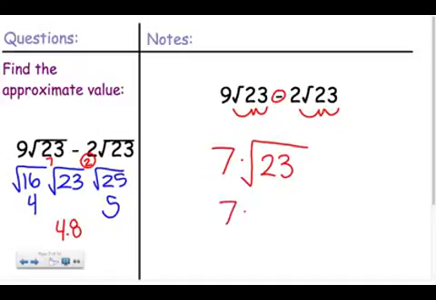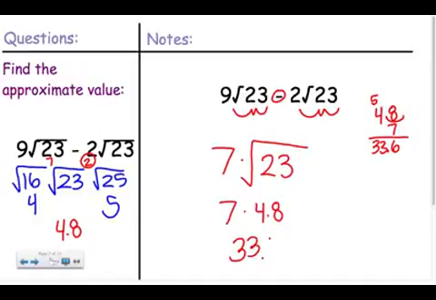So 7 times 4.8. Put the 4.8 on top and the 7 on bottom. 8 times 7 is 56. 4 times 7 is 28, plus 5 is 33. Move my decimal one spot. So 33.6.